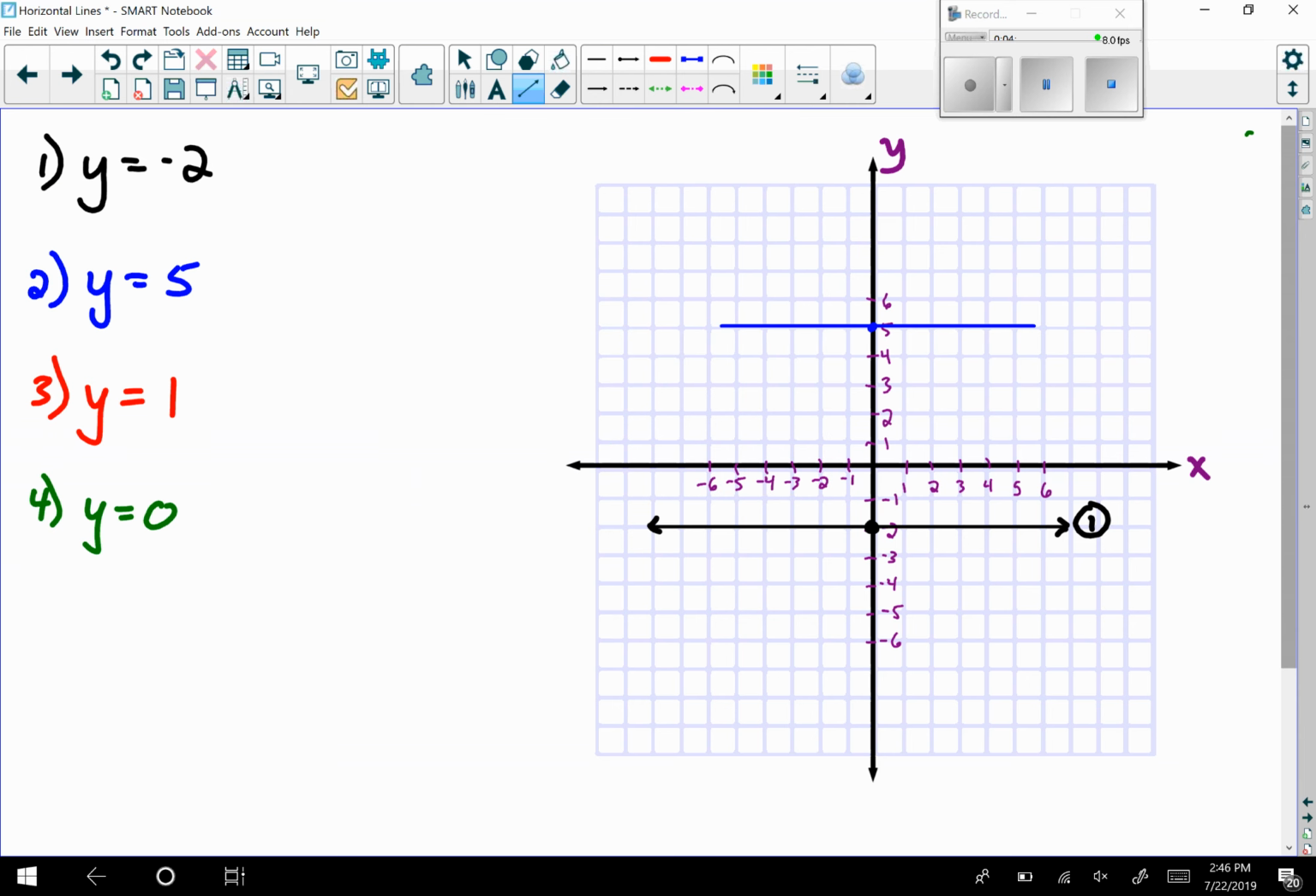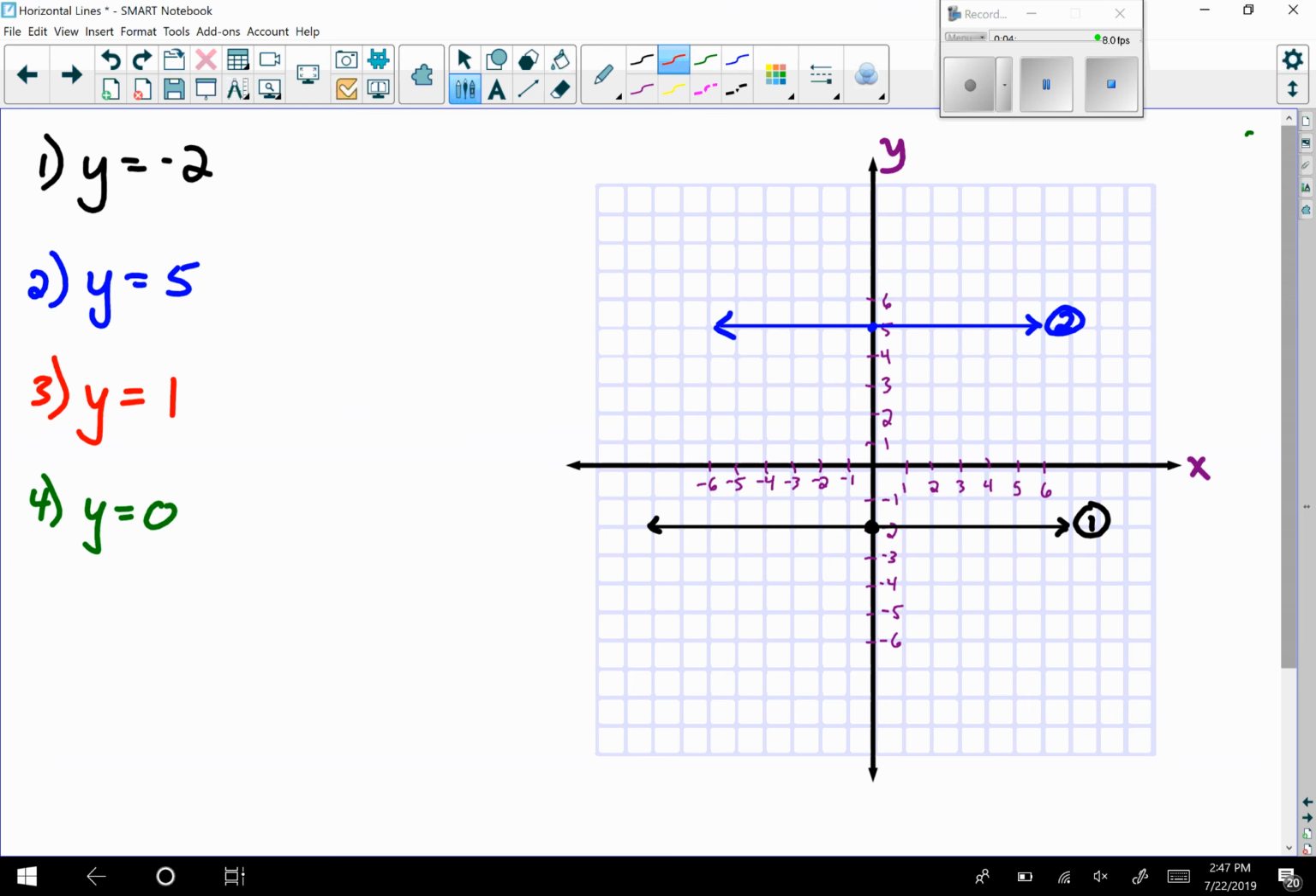So there's my horizontal line going through 5 on the y-axis. That's example 2. I want you to take a moment, and if you're following along by graphing, go ahead and graph the next 2 examples, y equals 1 and y equals 0, and pause the video, and then hit continue to play when you're ready.